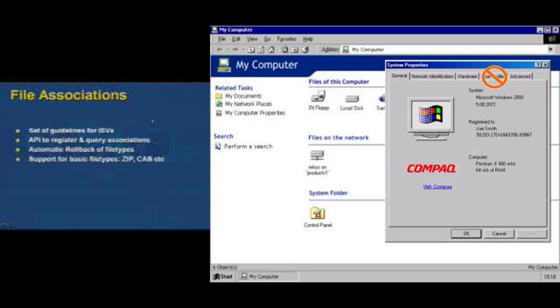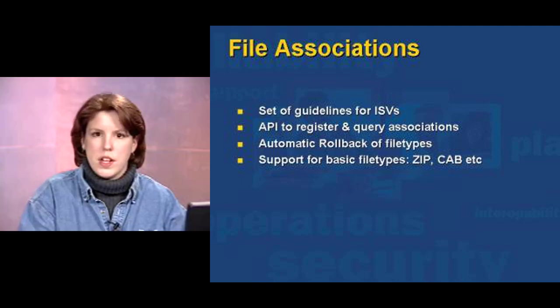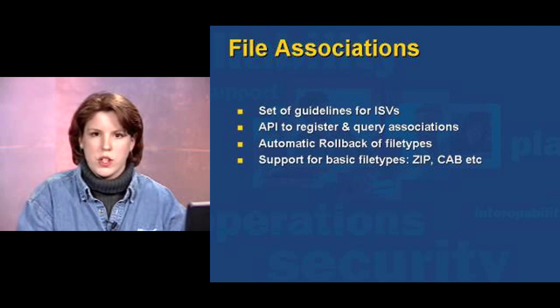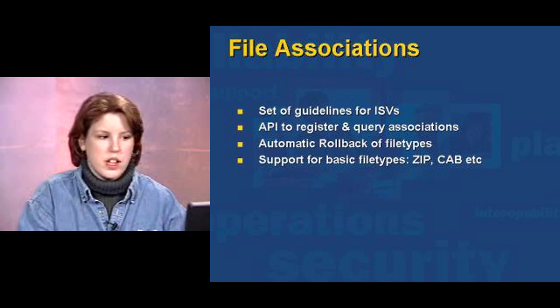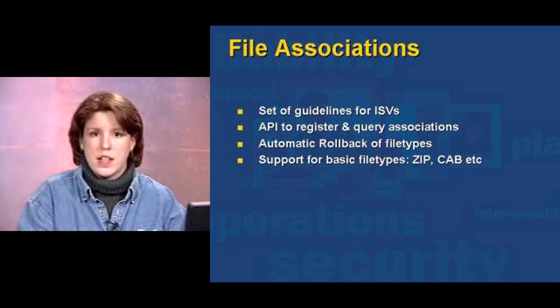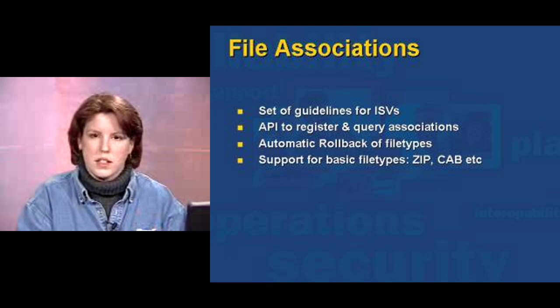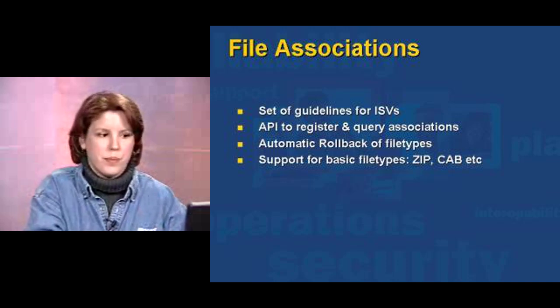Okay, file associations. Basically, the first thing that's most important to us is that we're going to have a set of guidelines for ISVs and make sure that we're really pushing the ISVs to not clutter up the computer and not steal file associations. Automatic rollback of file types means that when someone uninstalls an application that used to have the association, we do the right thing there, and we're going to support basic types like zip and cab, etc.